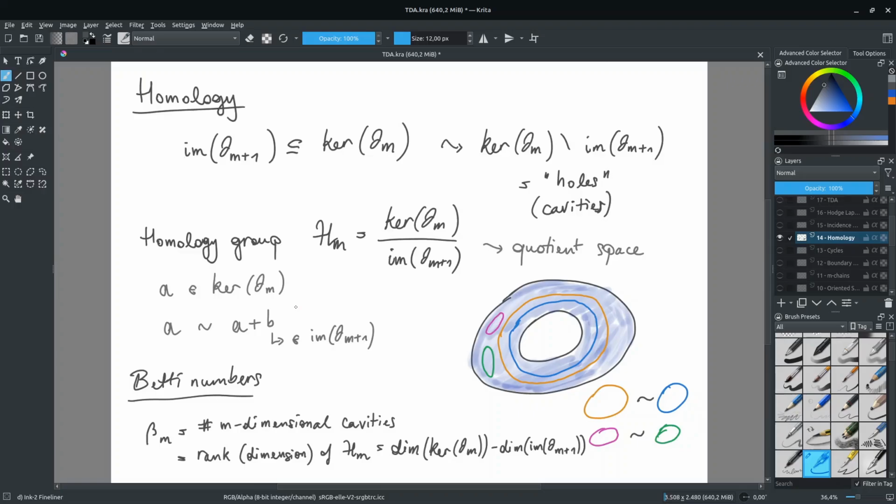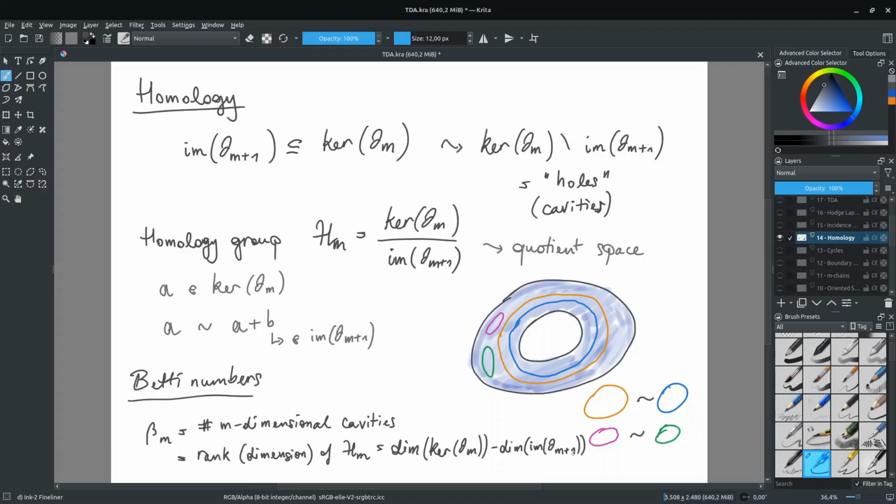And now I can say the Betti numbers, right? I mentioned this as the number of cavities. I can actually define that as the rank, or really the dimension in this case, of H_m. So it's going to be the dimension of the kernel of the m minus the dimension of the image of the m plus 1. Okay, so far so good.